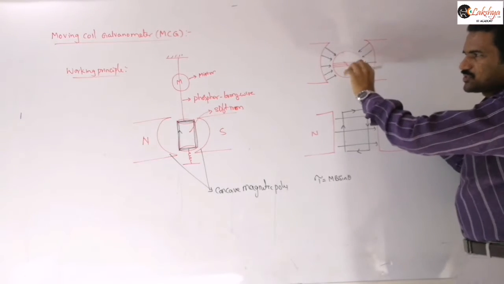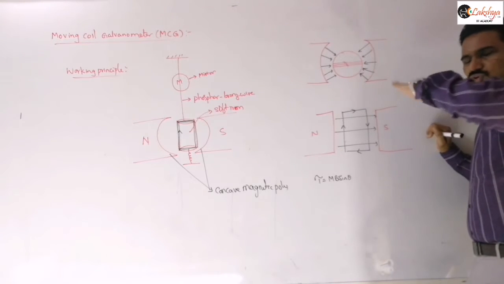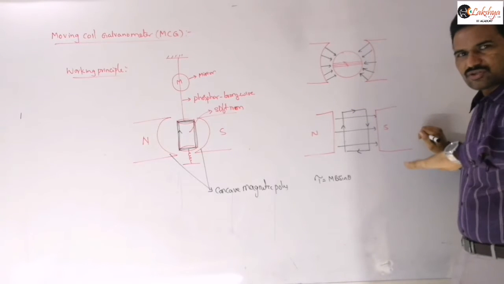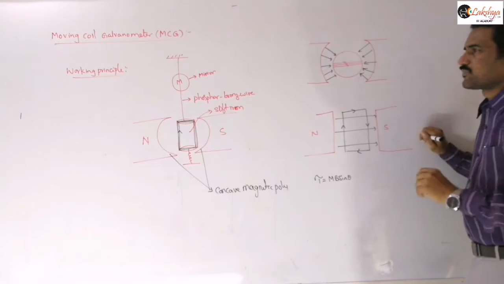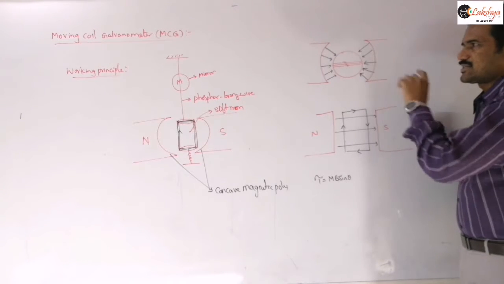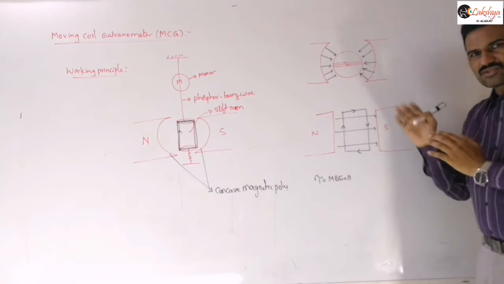Suppose initially I take the coil in this position. This is a cross section view, which means the top view. When you observe the total arrangement from the top, you will see it like this. That's what I am drawing here. Now initially let us consider the coil is like this, so maximum torque acts on it and the coil starts turning.